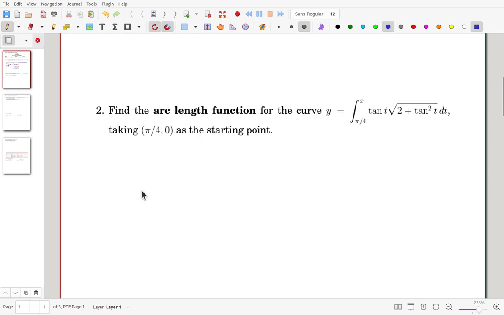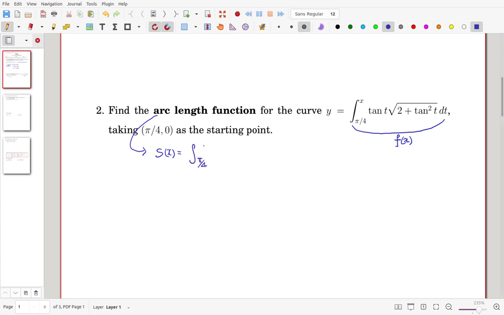Now find the arc length function for the curve, taking (pi over 4, 0) as the starting point. Here y is given in integral form. However, once you do the integration, there is a function of x, so we can write down f of x. Now, y equals f of x is given, then the arc length function s of x is defined in this way from the starting point.